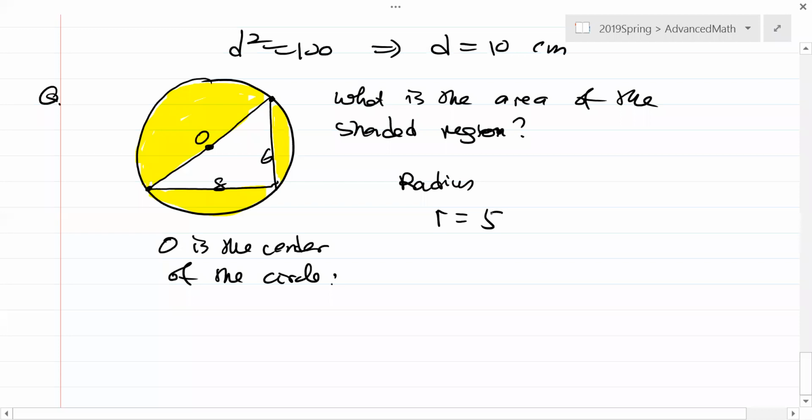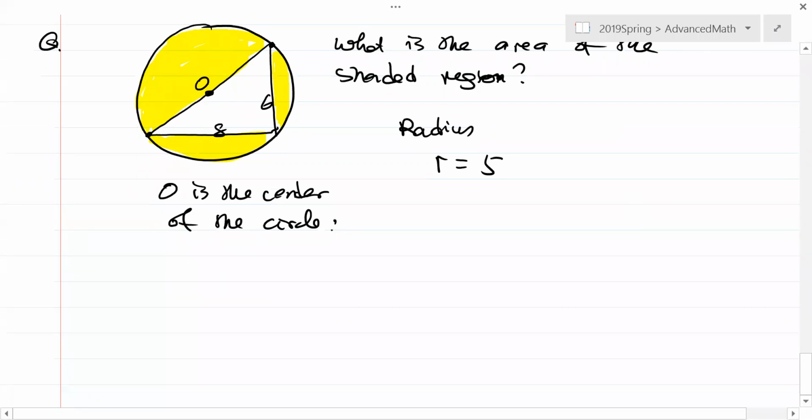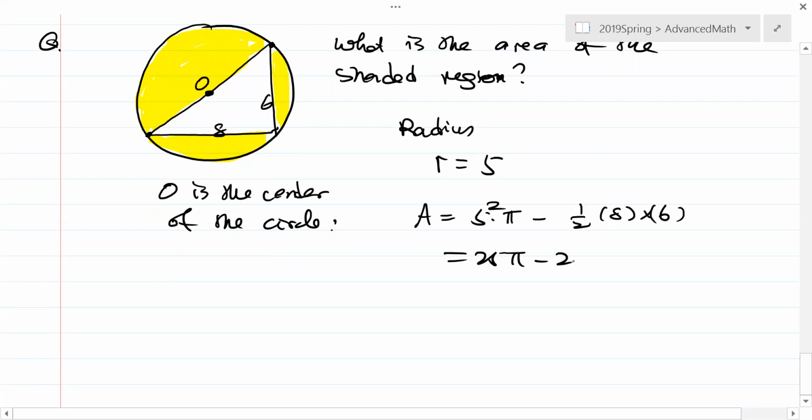The reason is an important property you already used. If a triangle is inscribed in a circle and the hypotenuse is the diameter, then this triangle must be a right triangle. I'm going to talk about this later. If you know this, then the area is 5 squared times pi minus the area of the triangle, so it's 25 pi minus 24.